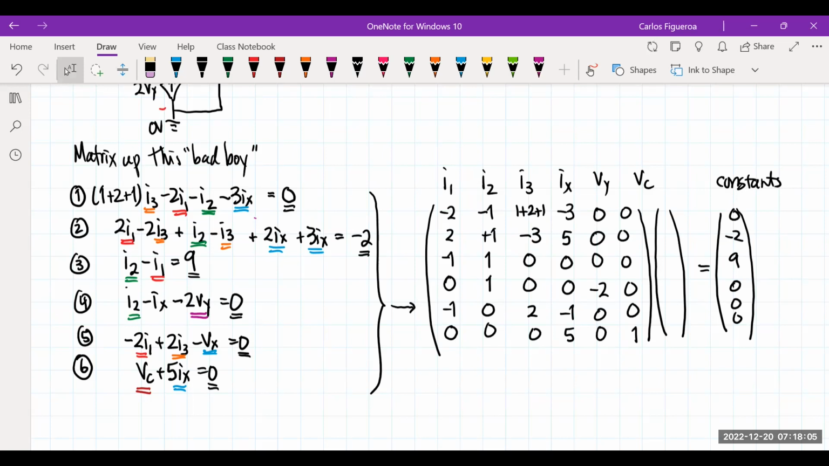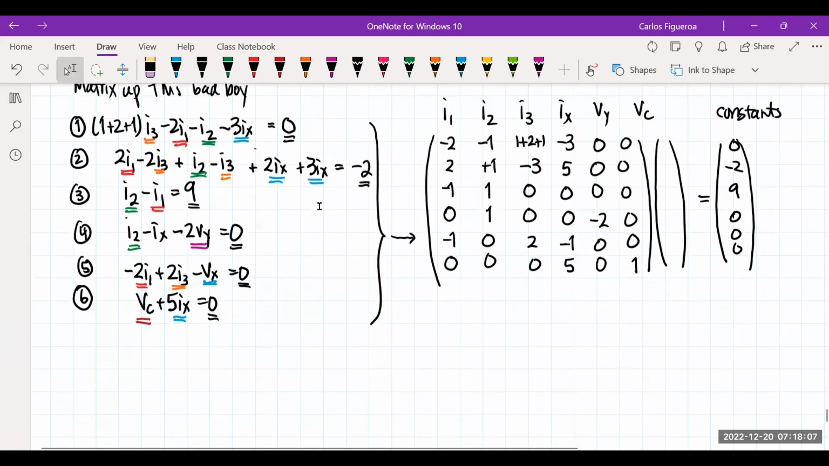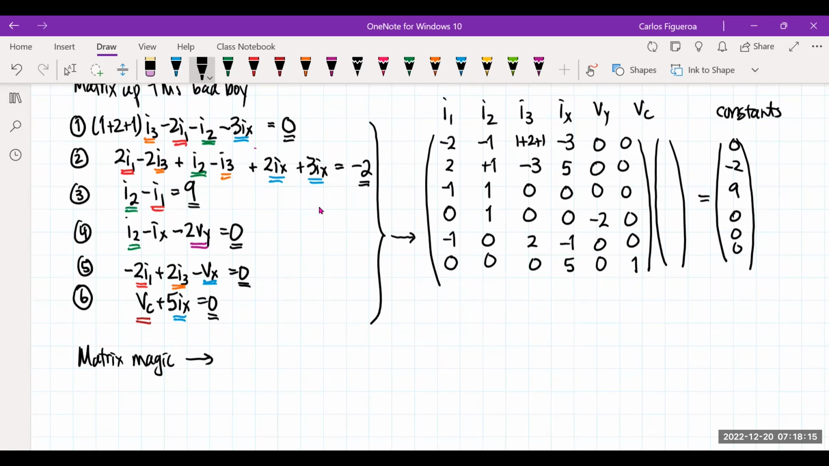So then if I now put this into my calculator, I then get the matrix magic, which then tells me that Ix is equal to minus 1, that looks like 1 amp, negative 1 amp, and Vc is equal to 5 volts.